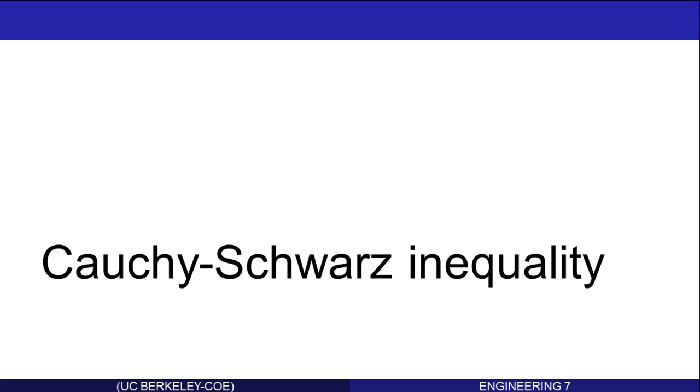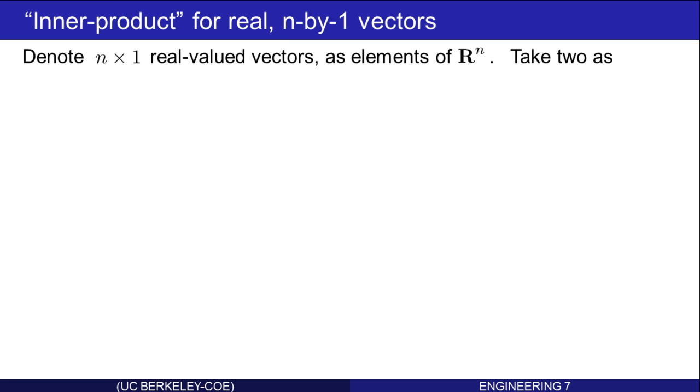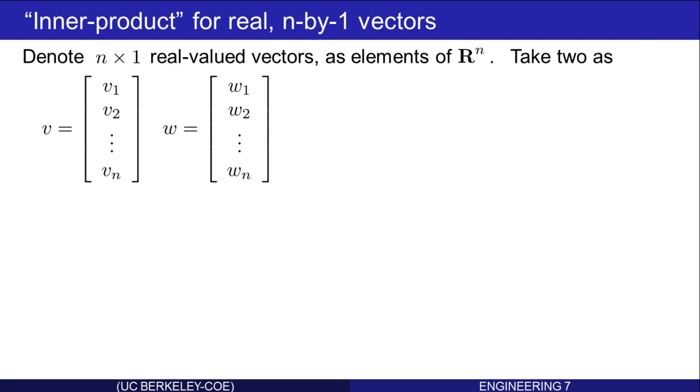Next, we're going to state and prove the Cauchy-Schwarz inequality, which is a very important inequality from arithmetic and mathematics and stretching all the way through functional analysis and probability. Let's denote n by 1 real valued vectors as elements of Rn. So Rn stands for the set of all n by 1 vectors with real elements. Let's take two of these in particular, v and w. So I'll write v and w are in Rn.